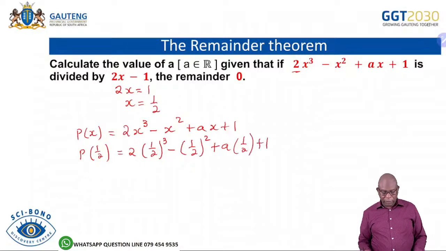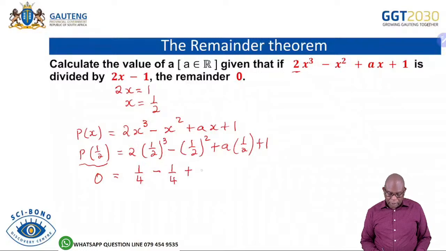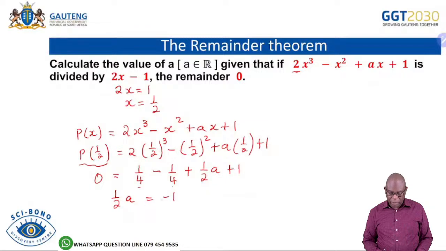Okay, so now if I add all this, remember this is our remainder, so the remainder there is going to be 0. I can work this out because that one will be 1 over 4, that one will be 1 over 4, this one will be half a, and then from there we have a plus 1. So this will give us 0, a quarter plus minus a quarter is 0. So I'm going to actually have half a equals negative 1. Then I can multiply by 2, a will be negative 2. So the answer to this will be negative 2.